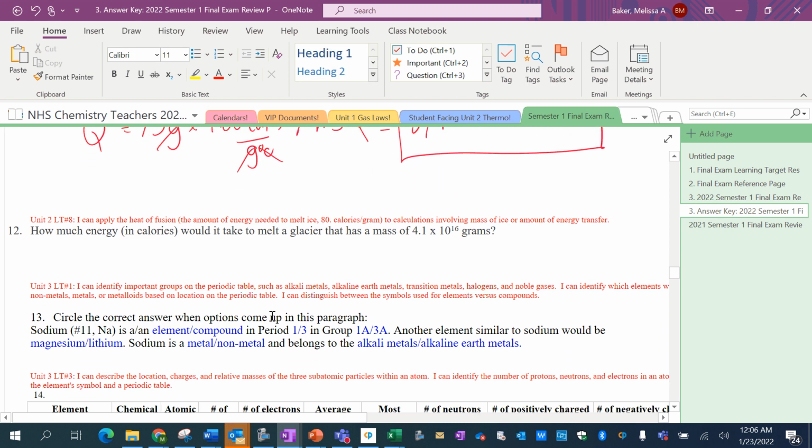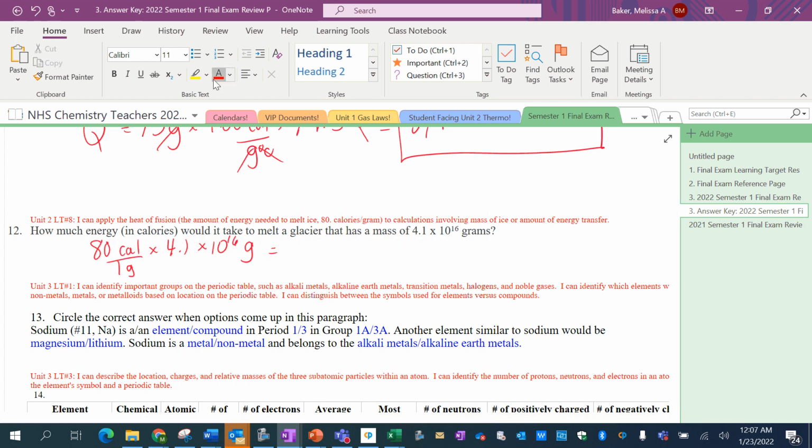All right, next I can apply the heat of fusion. The amount of energy needed to melt ice is 80 calories per gram. And in this problem, it says, how many calories would it take to melt 4.1 times 10 to the 16th grams? Okay, so what this problem is saying, it takes 80 calories to melt 1 gram of ice. And we're trying to melt 4.1 times 10 to the 16th grams. So it's going to take a lot.